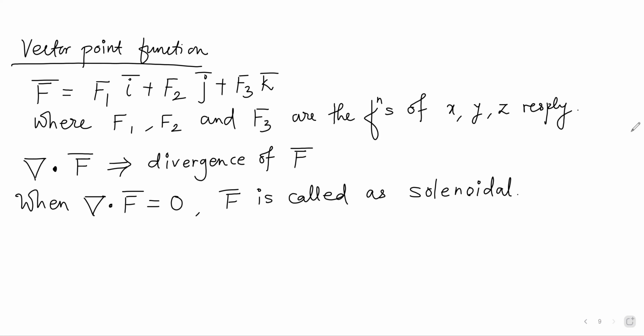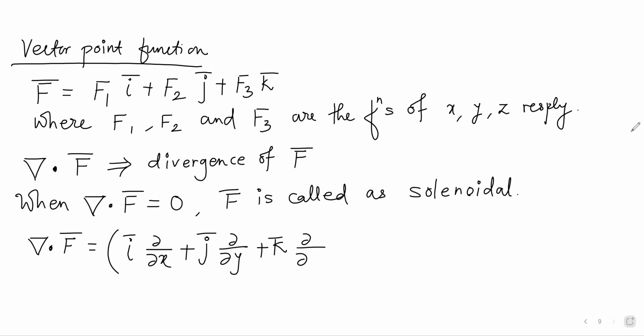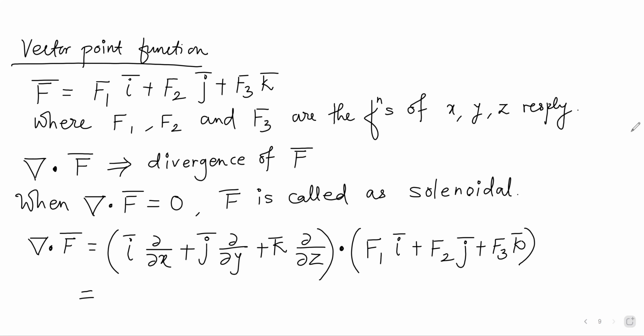Now we'll calculate this del dot f bar. What is our del dot f bar here? Now del is nothing but i bar times dou by dou x plus j bar times dou by dou y plus k bar times dou by dou z, dot f bar, which is nothing but f1 i bar plus f2 j bar plus f3 k bar.